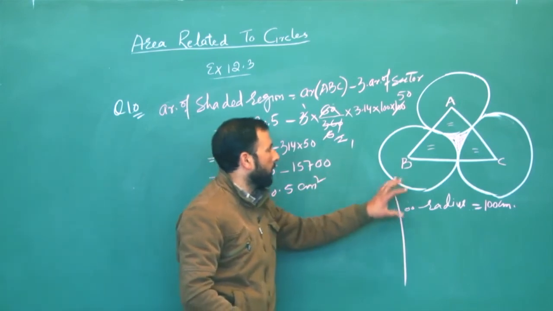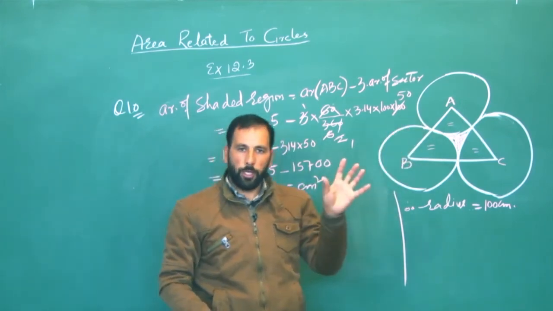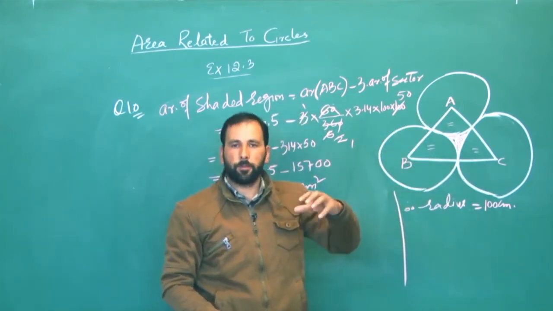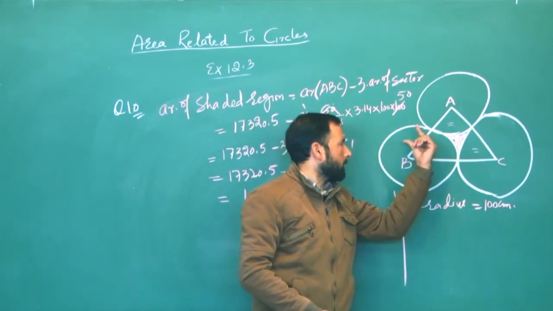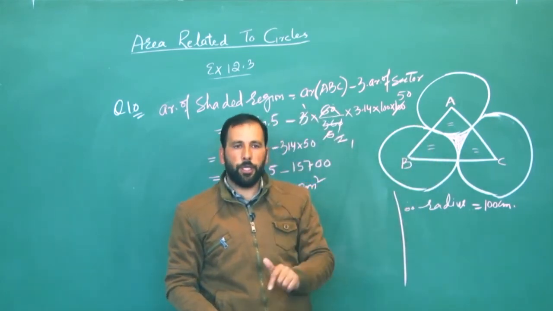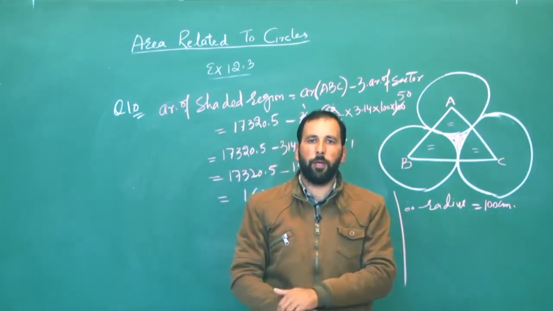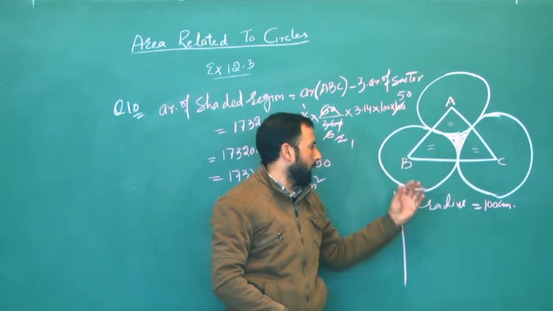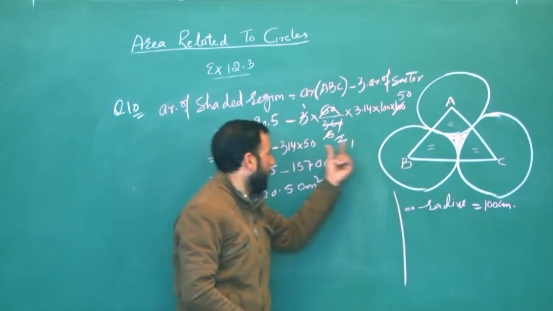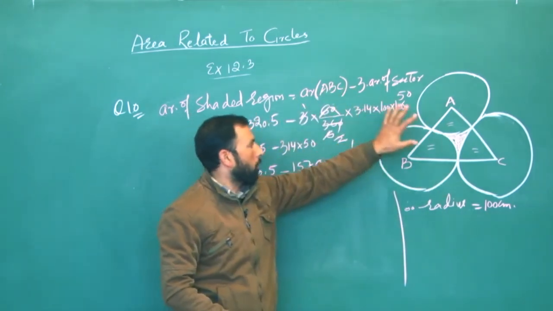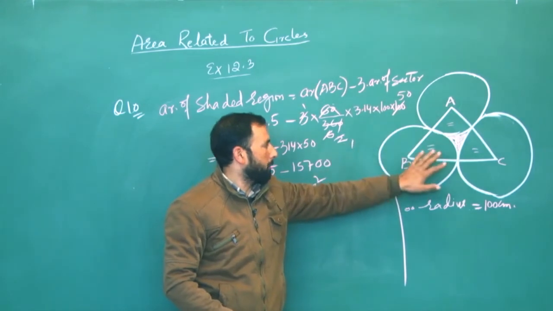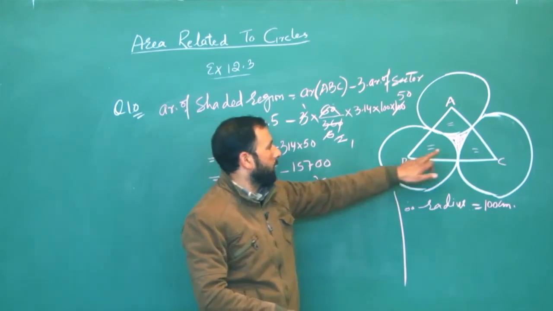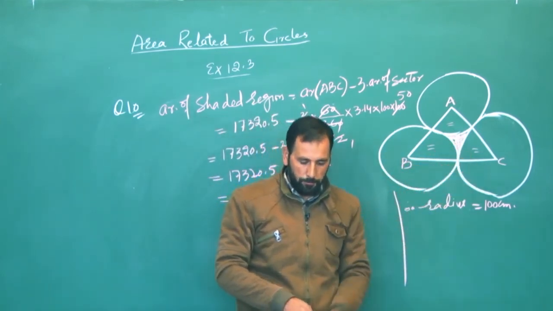So, for this question, we have an equilateral triangle whose area is given, and the 3 vertices of the equilateral triangle are the centers of 3 circles, and the radius of each sector is equal to half of the side of the equilateral triangle. First of all, we find the side of the equilateral triangle, then the radius of each sector, then find the area of the shaded region. Area of the whole triangle ABC minus 3 times the area of a sector. We get here 1620.5 square centimeter is the area of this shaded region.